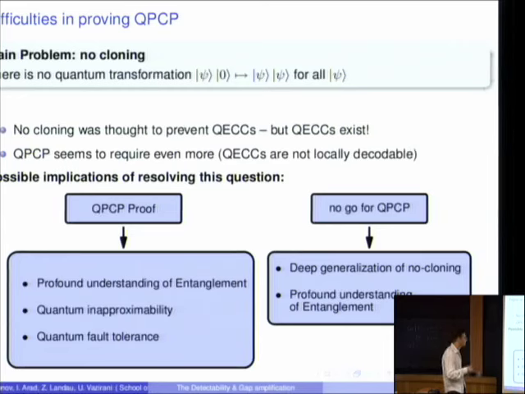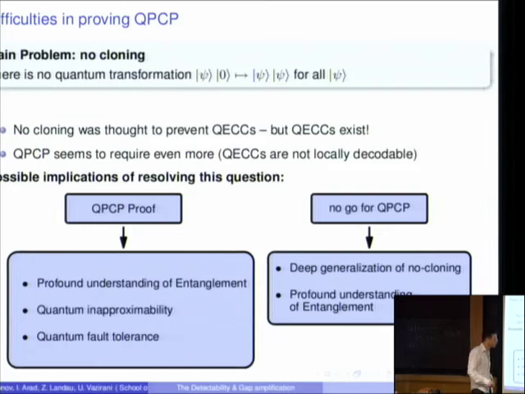But whatever the result turns out to be, whether there is a PCP proof or not, it's going to be extremely interesting. If we have a proof for the quantum PCP, it will probably teach us a lot about the entanglement structure of, say, local Hamiltonians and circuits in general, and it will probably also give us some quantum inapproximability result, and it will also allow for quantum fault tolerance in certain models of quantum computation, like adiabatic quantum computation. On the other hand, if we somehow manage to prove a no-go for the quantum PCP, we will still probably gain a lot of understanding of the entanglement structure and perhaps some sort of a deep generalization of the no-cloning theorem. So either way, it's going to be very interesting.